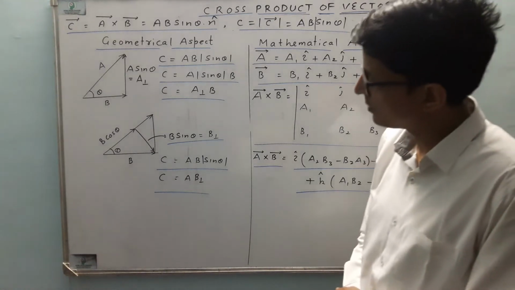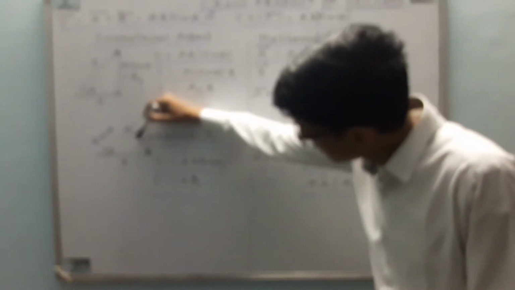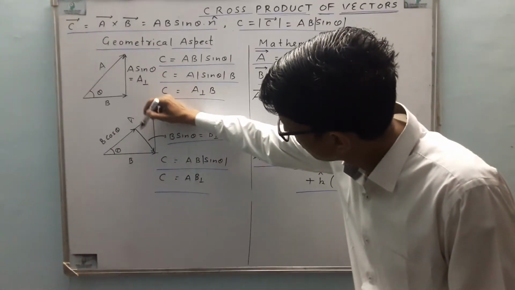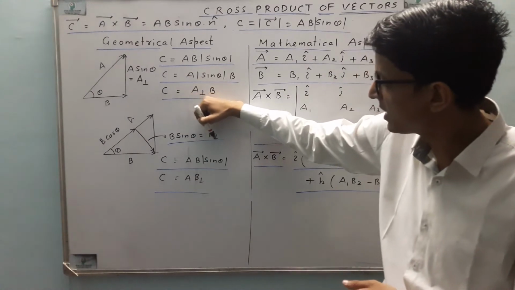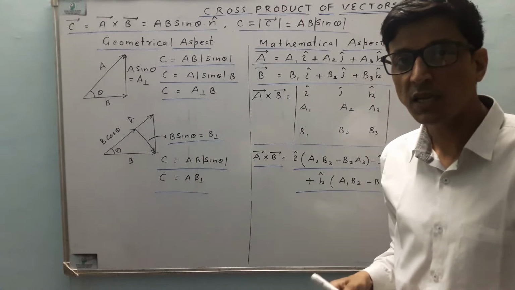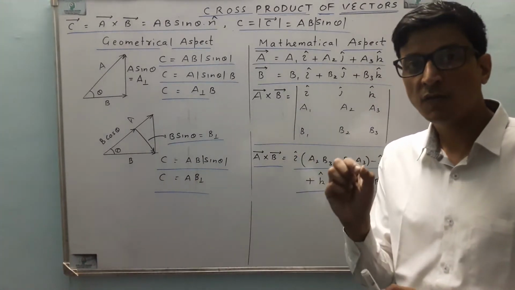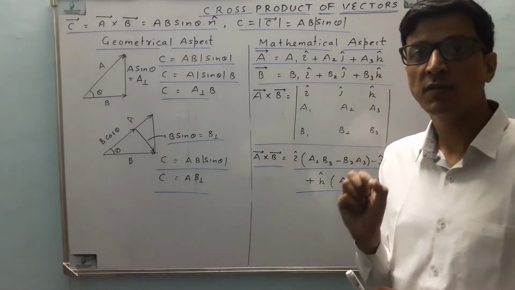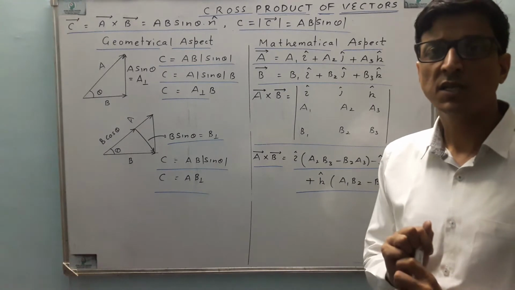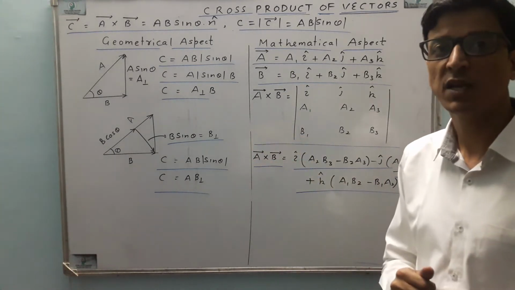In another case, we can also say that this is AB mod sin theta. You draw a perpendicular on the line of action of A, and this side will be equal to B sin theta, which I can take as B perpendicular. So C can also be written as A into B perpendicular. That is, you take the magnitude of one of the vectors and multiply that by the projection of the other vector perpendicular to the first vector. In this way you can solve your questions quickly.